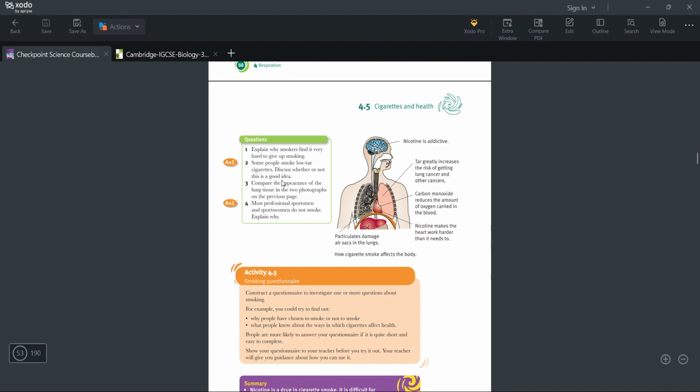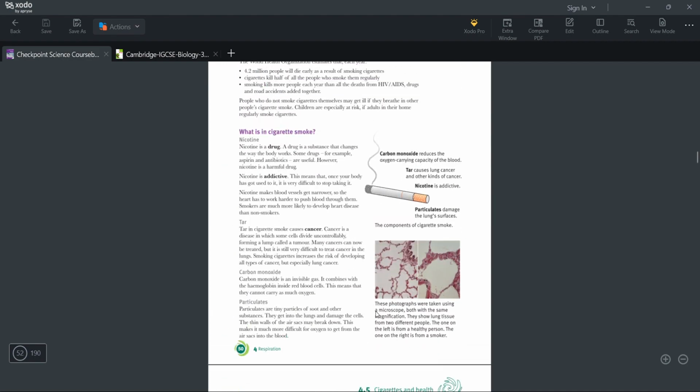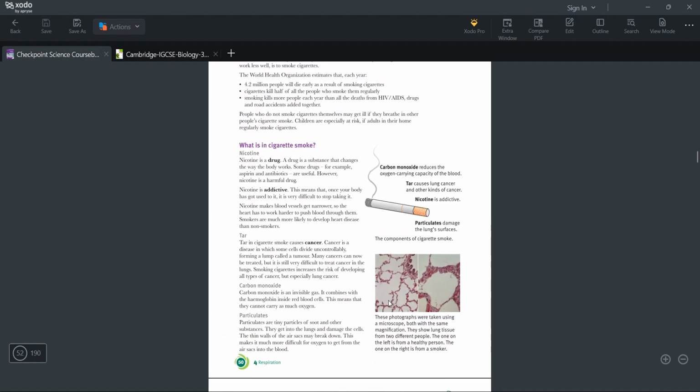I think one person said it right: no, it's not a good idea because it's still hurting your body, but it is still better than smoking full tar cigarettes. So anything along those lines. Compare the appearance of lung tissues in the two photographs. What you can see here is that each one of these little pockets is like a cross section. Each one of those little pockets is supposed to be an alveolus.